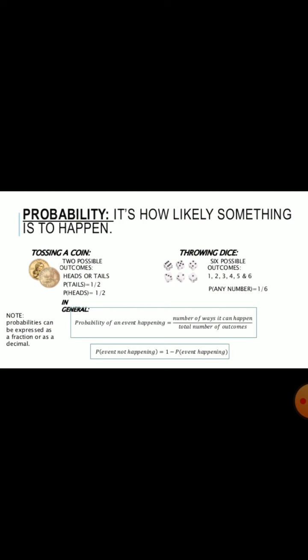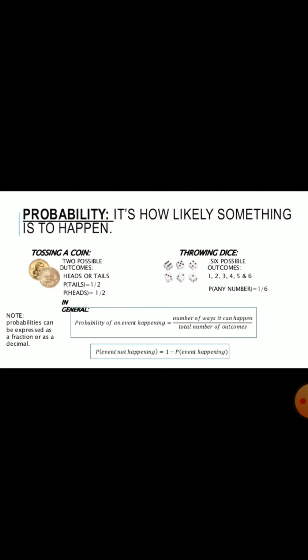Similarly, if we throw a dice, there are 6 possible outcomes. Outcomes are 1, 2, 3, 4, 5 and 6, and the total number of outcomes are 6. So the probability of any number to come is 1 by 6.